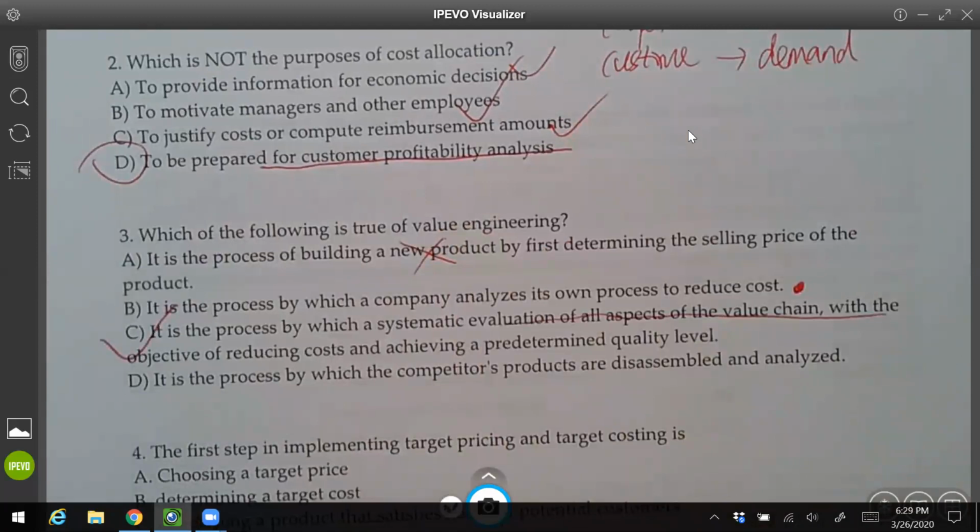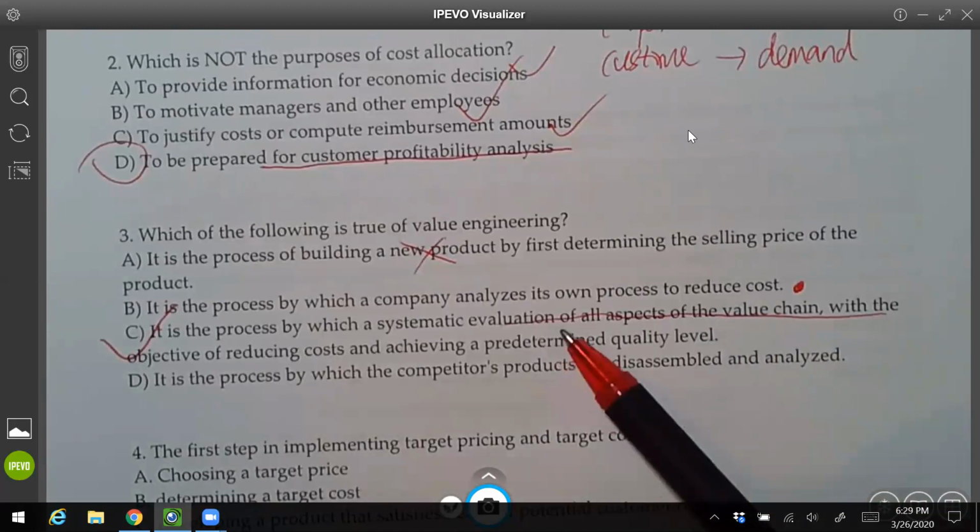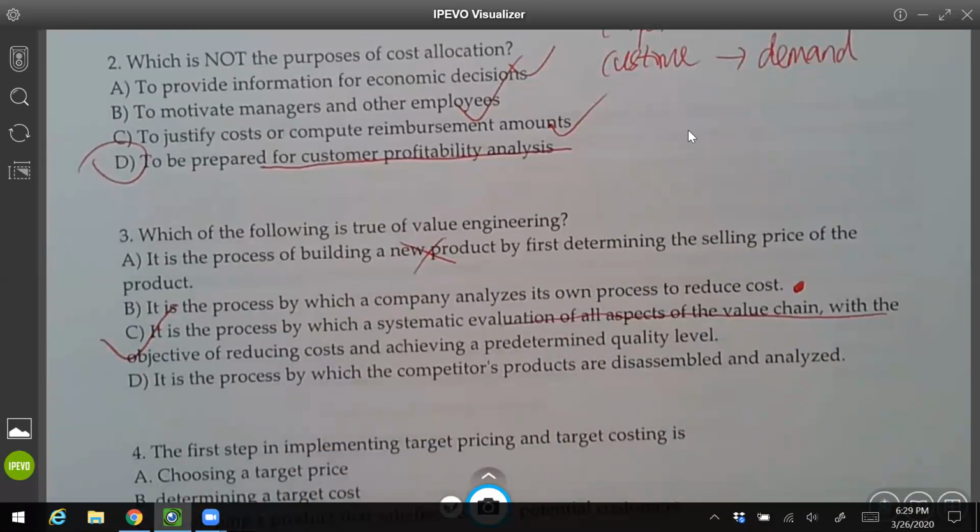Personally, I think choice B is okay. But if it's in the exam, always choose the best answer. It's not just to reduce cost, but it also maintains the quality, I believe. And choice C is fancier, and it's really the proper definition from the textbook. But let's say if choice C is wrong, let's say value engineering is you study hard for Accounting 312, then in this situation you will choose the answer B. But in the exam, make sure to get the best answer.